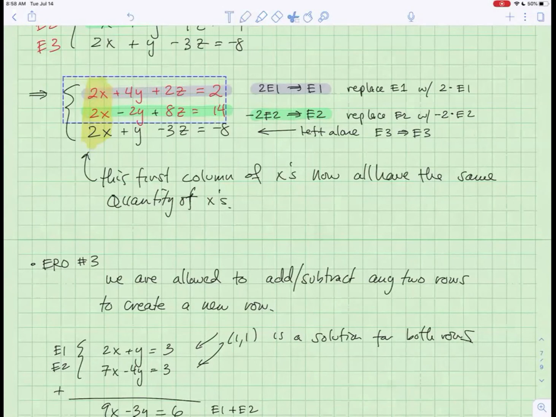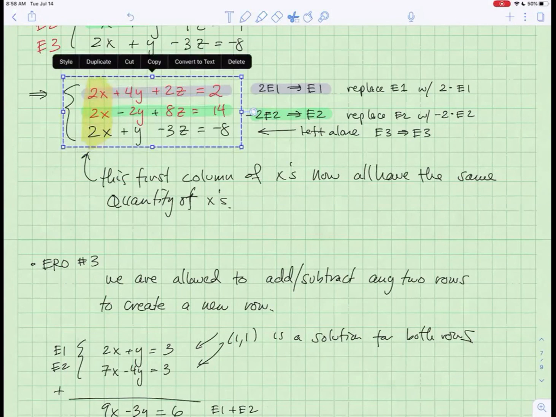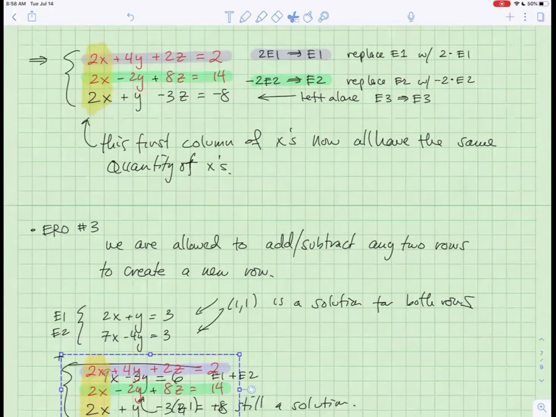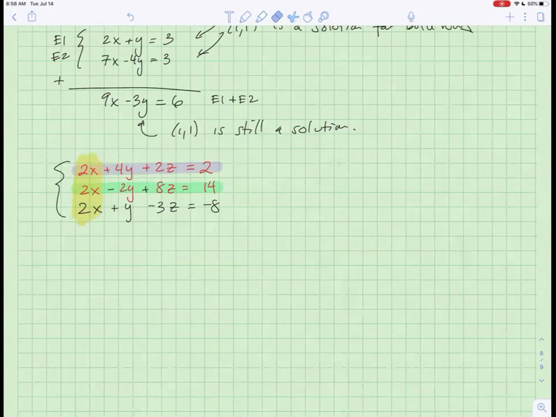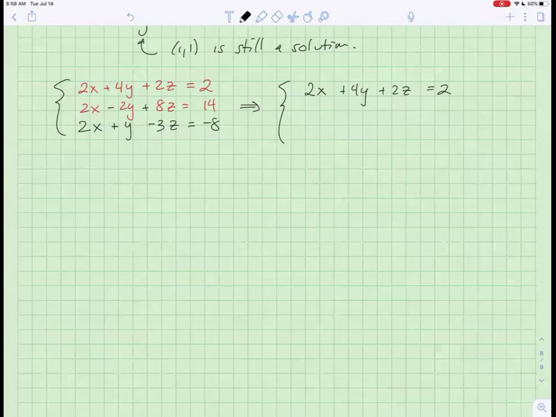So let me take this guy, duplicate him, erase some of this colorful stuff here, and we're going to create some new rows. I'm actually going to leave this first row the same. 2x plus 4y plus 2z is equal to 2. And now I'm going to take row 1 minus, not row 1, I'm talking about equations here. Sorry, I'm using the other notation. Equation 1 minus equation 2, and I'm going to make that my new equation 2.